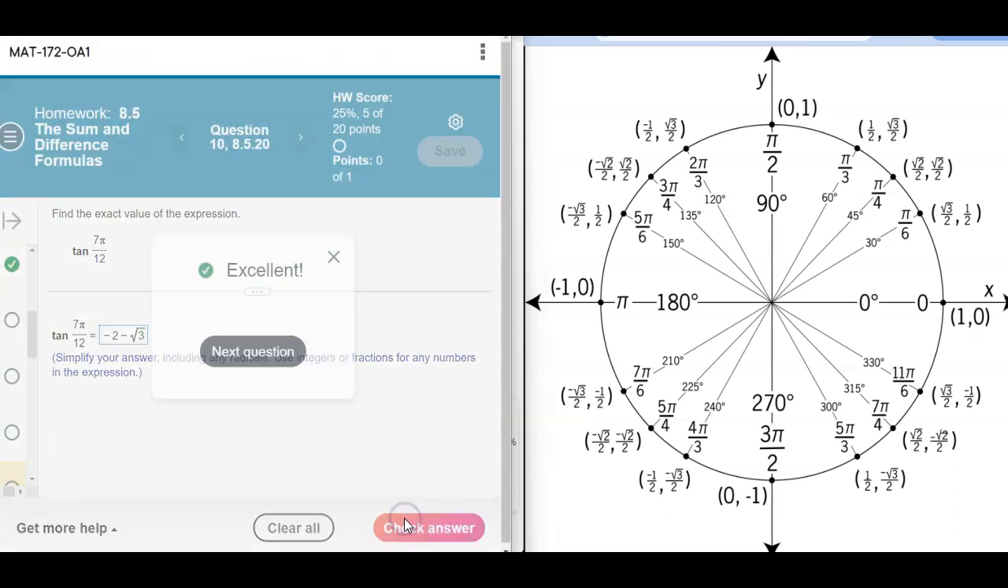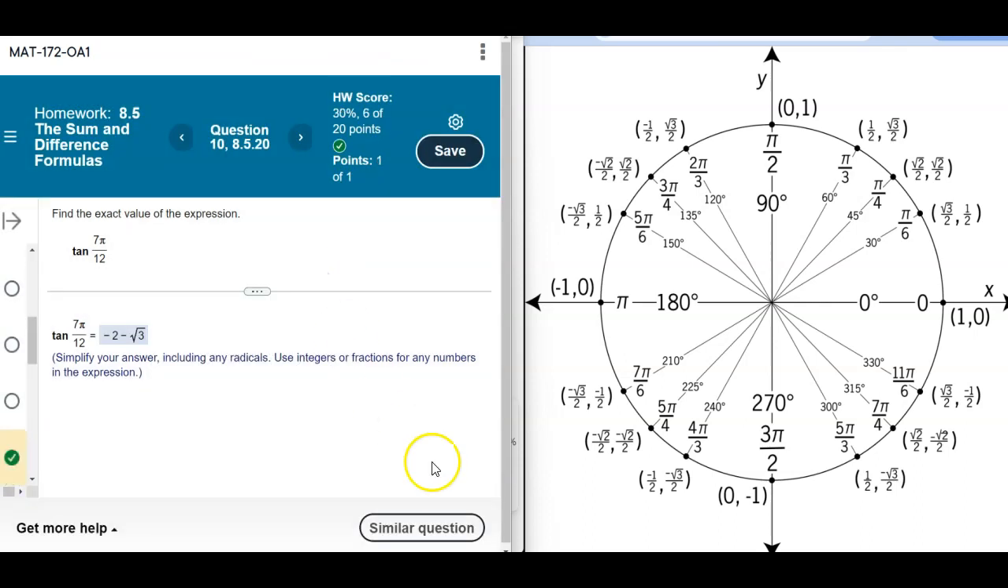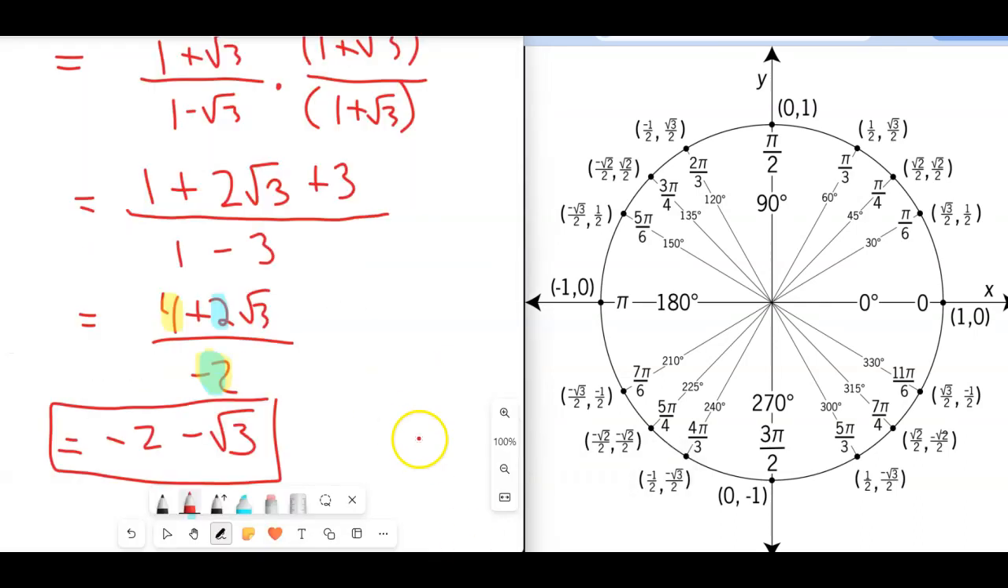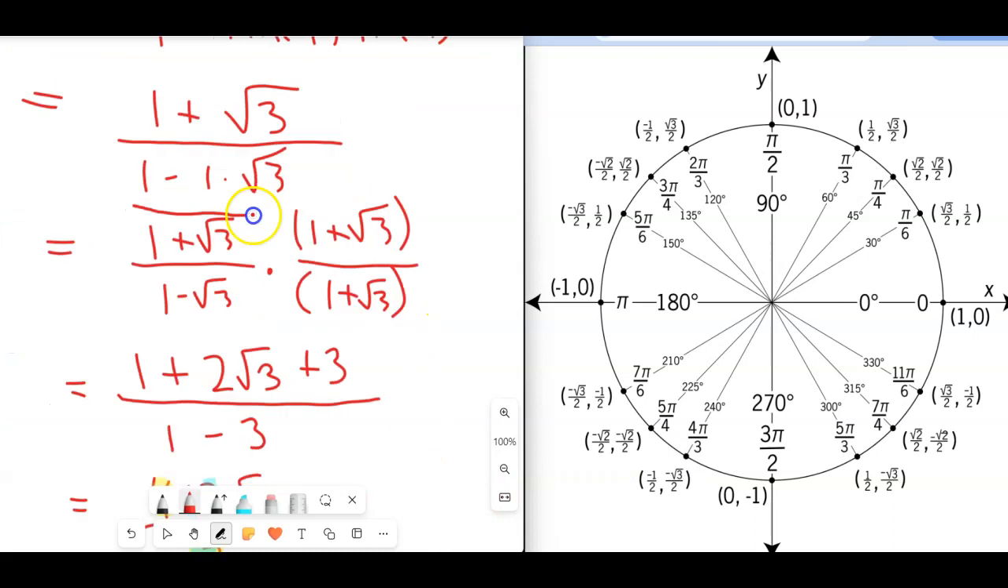All right, check our answer, make sure it's right. They like that answer. Just by the way, if you stopped here, they would not accept it on MyMathLab. I would accept that on your midterm or your final.